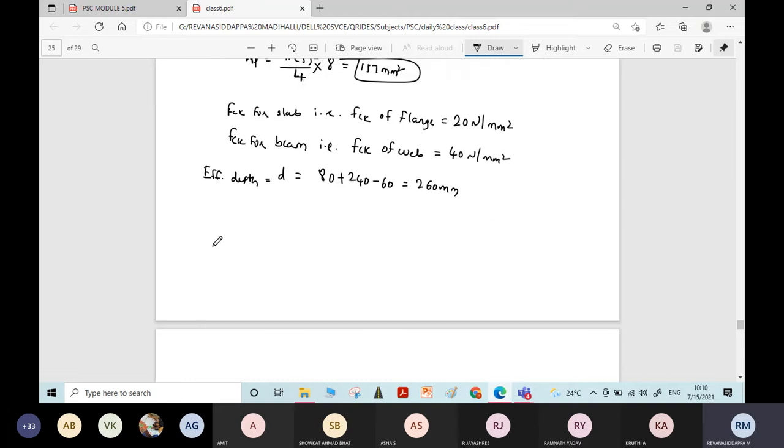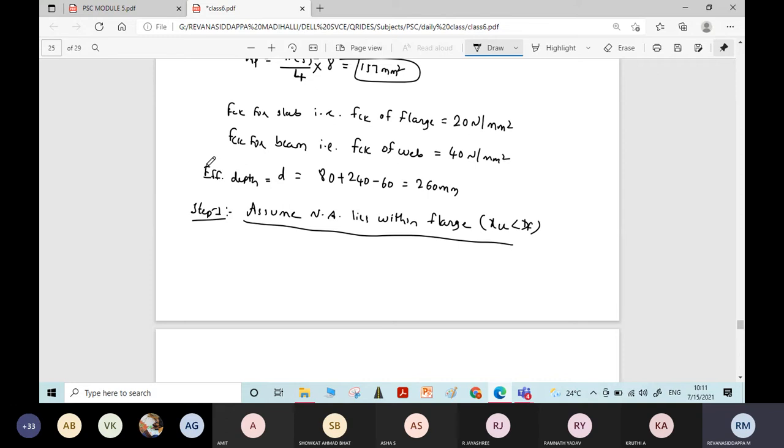Step one: assume neutral axis lies within flange. That is, Xu less than Df, we will assume first. For that we will check whether it lies within the flange or not. For that, I will go to the code book.